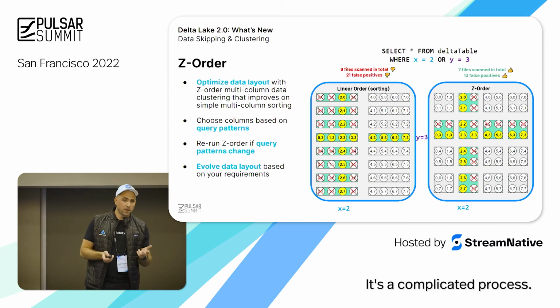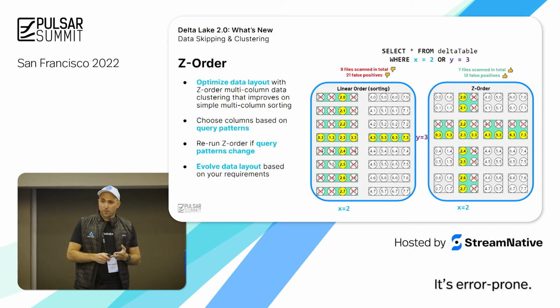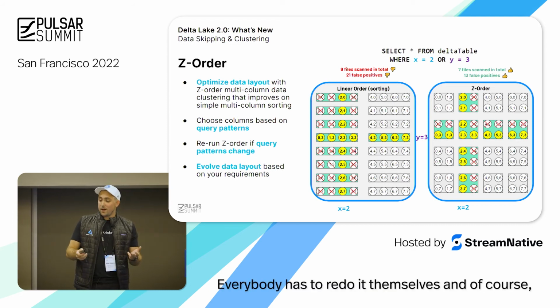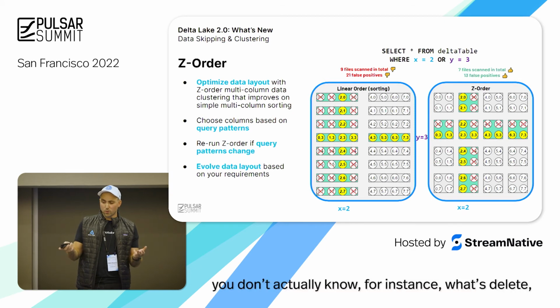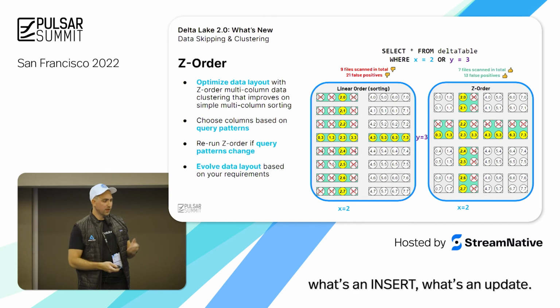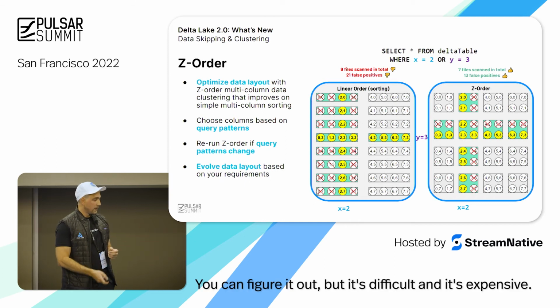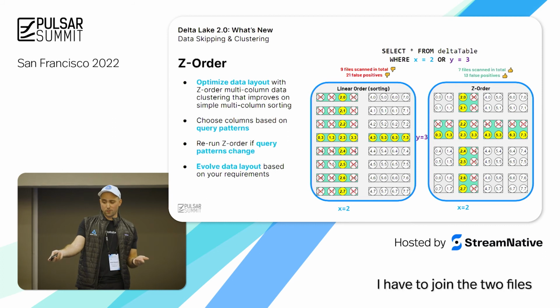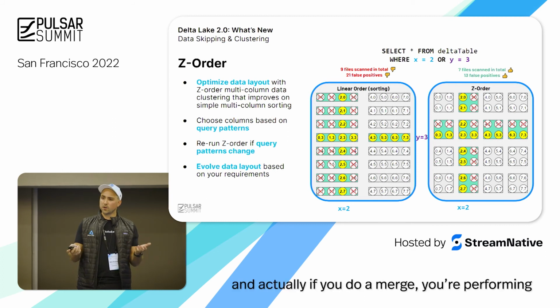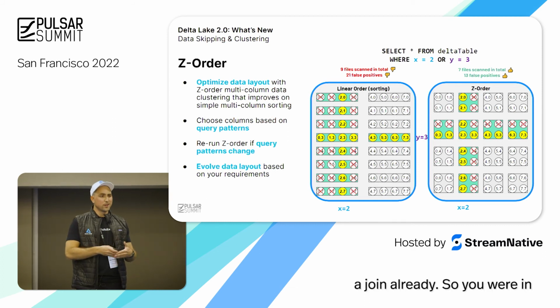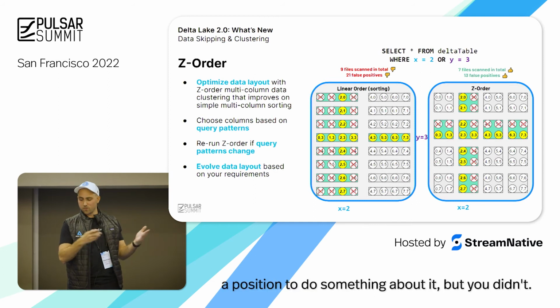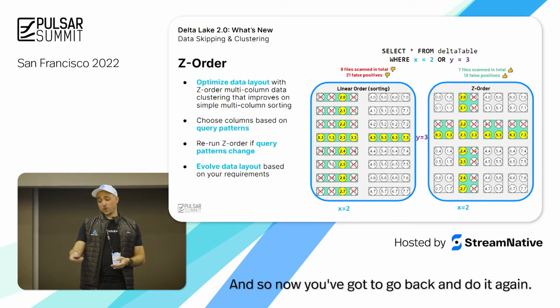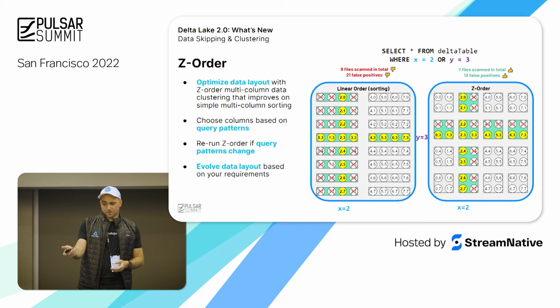It's a complicated process. It's error prone. Everybody has to redo it themselves. And of course, you don't actually know, for instance, what's a delete, what's an insert, what's an update. You can figure it out, but it's difficult. And it's expensive. For instance, this example shows that I have to join the two files. And actually, if you do a merge, you're performing a join already. So you were in a position to do something about it, but you didn't. And so now you have to go back and do it again. So that kind of sucks.